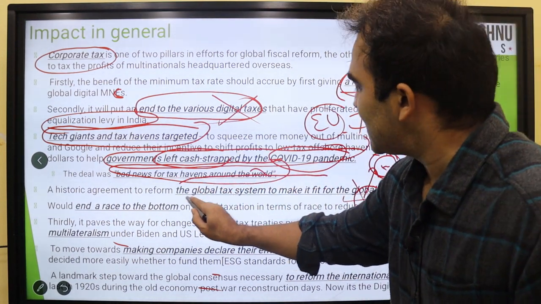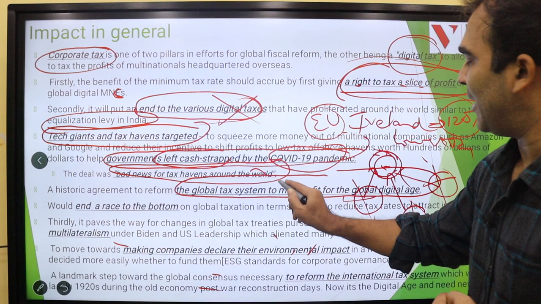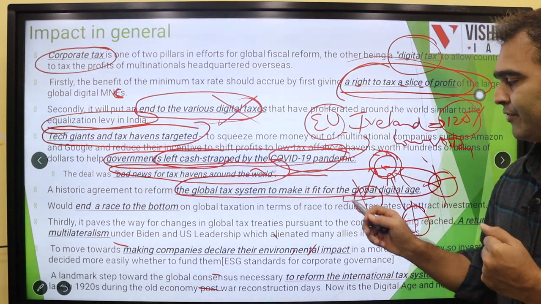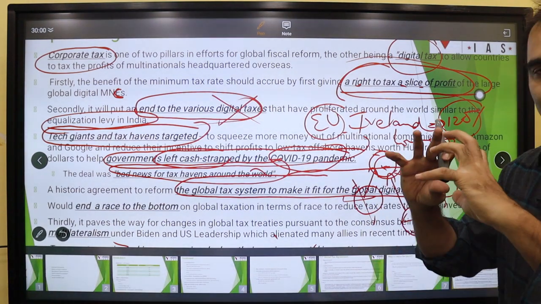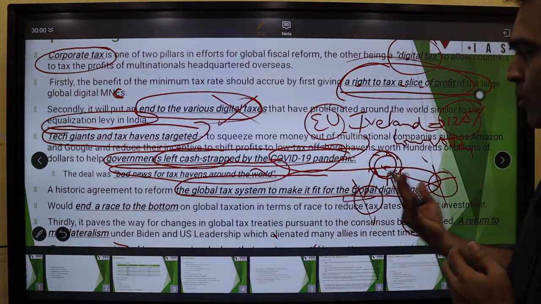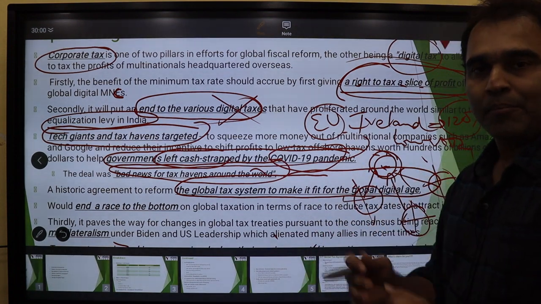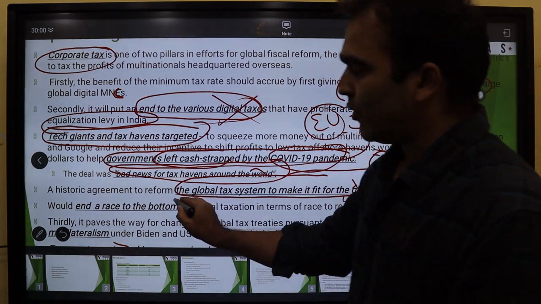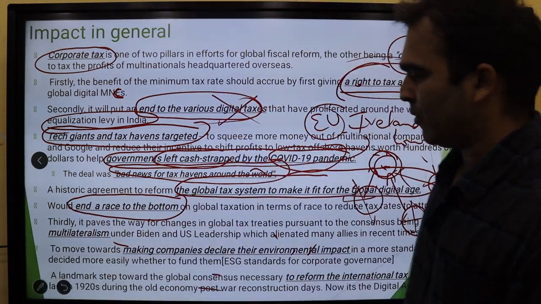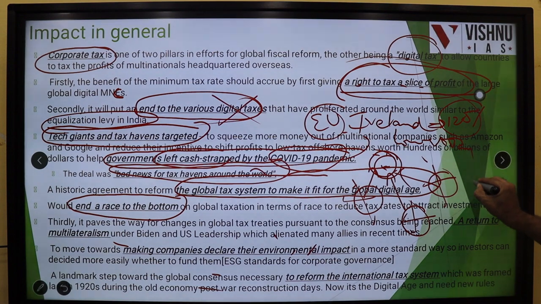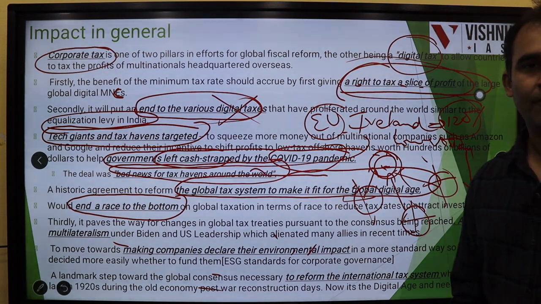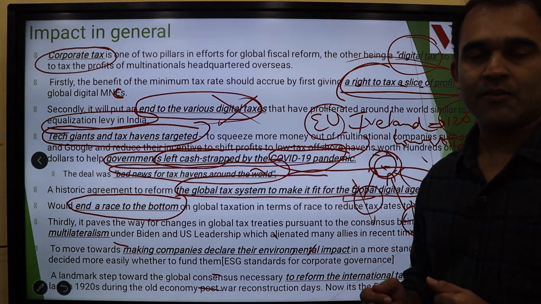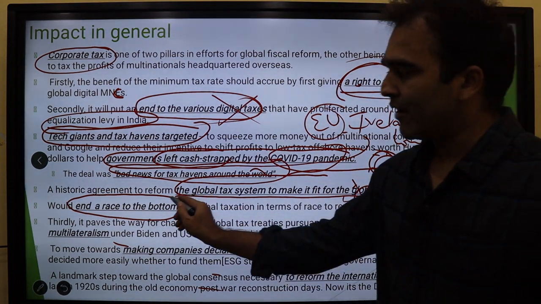Now, a global tax system for the global digital age. In this digital age, that can be updated. A new type of global taxation rules can be devised. Then this will end a race to the bottom. Why? When there is a competitive decrease of tax rates amongst the countries, it's a race to the bottom.